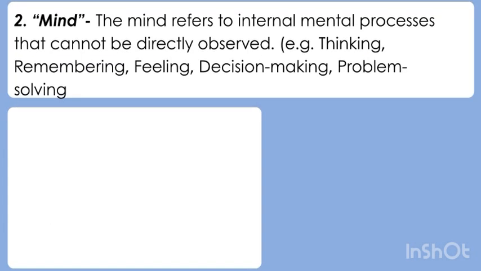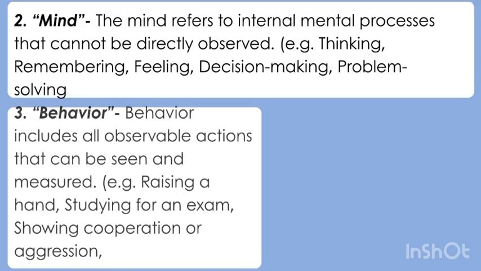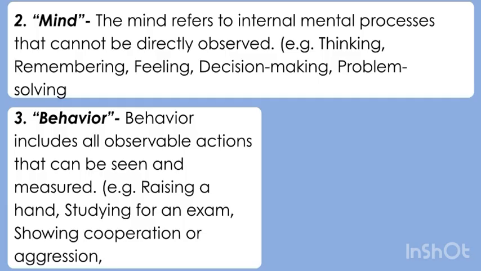Next, we have mind. The mind refers to internal mental processes that cannot be directly observed. Examples of this are thinking, remembering, feeling, decision-making, and problem-solving. Next is behavior. Behavior includes all observable actions that can be seen and measured. Examples are raising a hand, answering a question, studying for an exam, and showing cooperation or aggression.